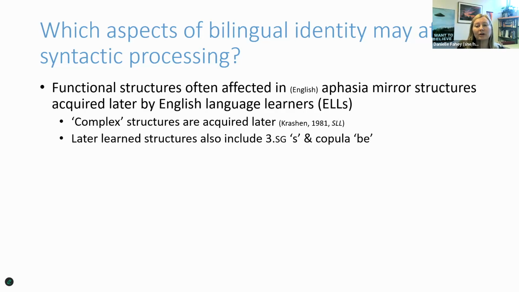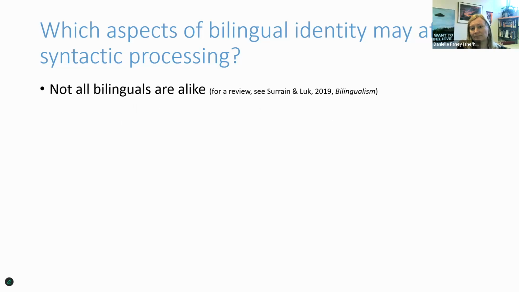So later learned structures for people learning English include third person singular S and copula B, which we've already seen in the examples that I've presented, are potentially vulnerable for English speakers.